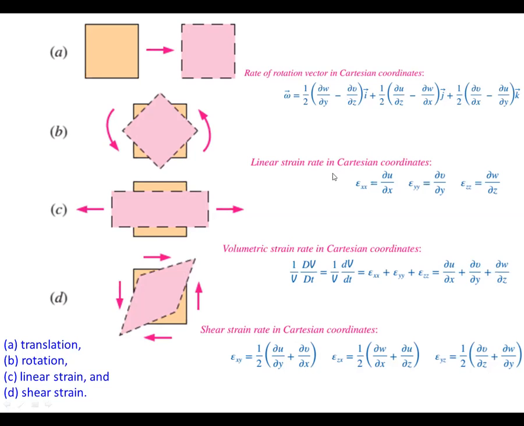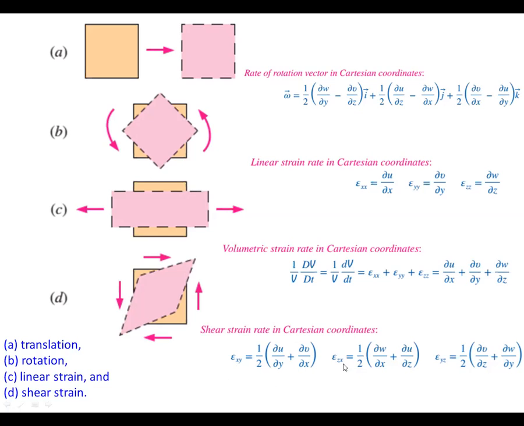Similarly, the linear strain is given by ∂u/∂x, the x velocity with its x derivative, and then the y velocity with its y derivative, ∂v/∂y. The volumetric strain rate in Cartesian coordinates, that is (1/V) dV/dt, is given by the summation of the linear strains. The shear strain is given by, let's say, epsilon xy equal to 1/2 (∂u/∂y + ∂v/∂x).